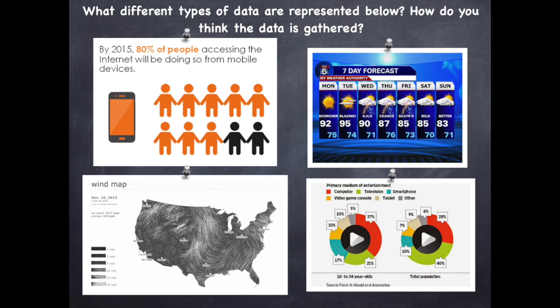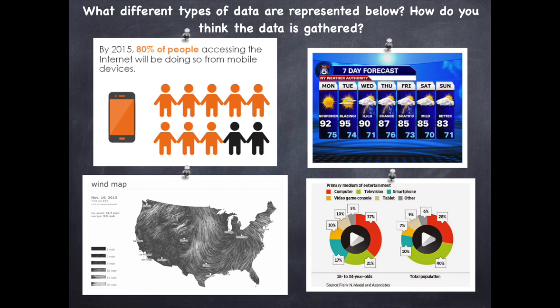So let's look at the picture with the little people figures in the upper left. It says by 2015, 80% of people accessing the internet will be doing so from mobile devices. So the data there is the 80% of people. And what they're doing. They're getting on the internet on their mobile device and less so from their computer.